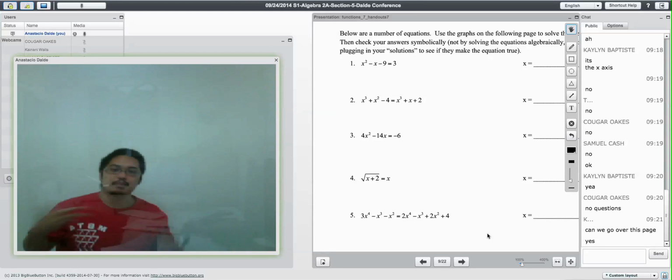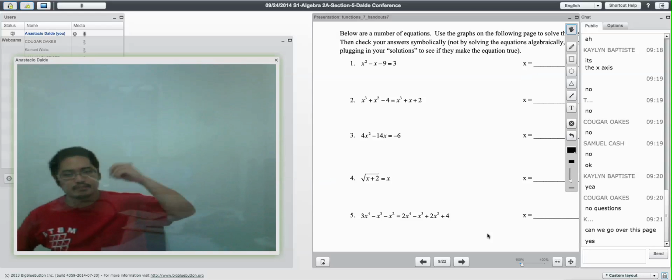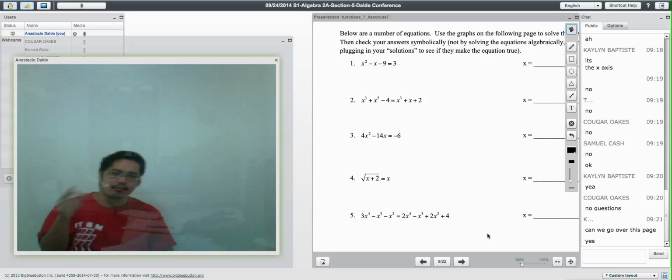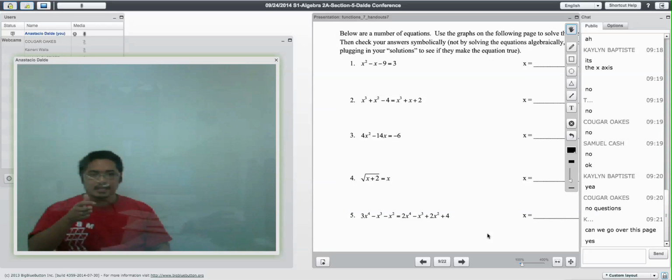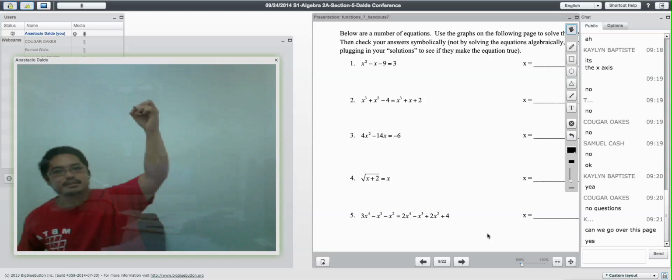Alright, I'm looking at this page and it looks crazy, like super crazy. So what I'm going to do is look at these functions and use the graphs that they provide to help me out. Now, for the most part, I can solve a lot of these. Let's try the first one. I think I can just solve that right off the bat.